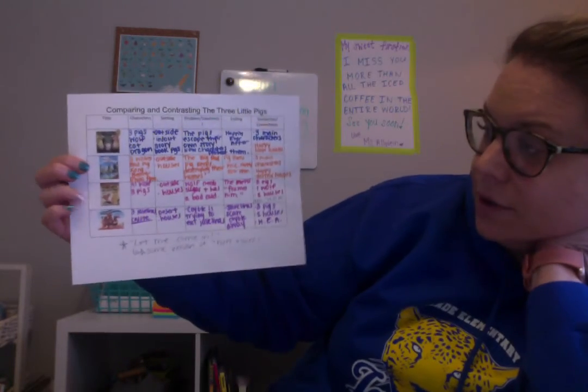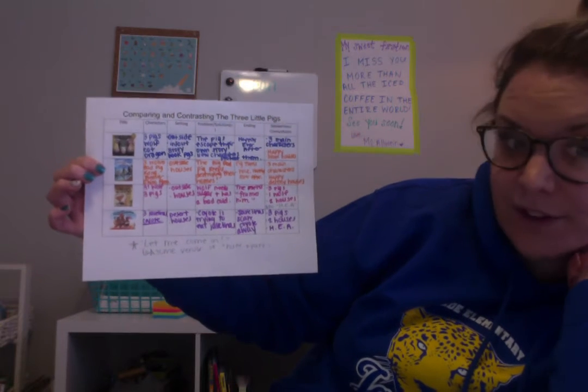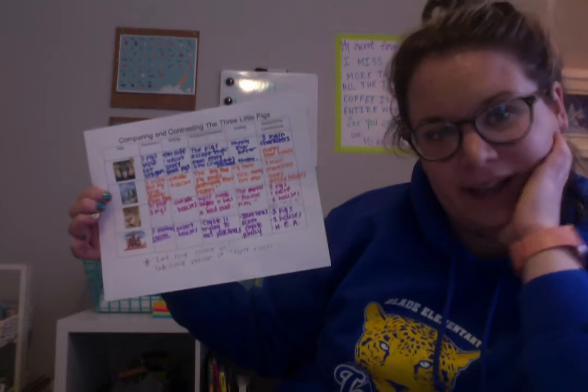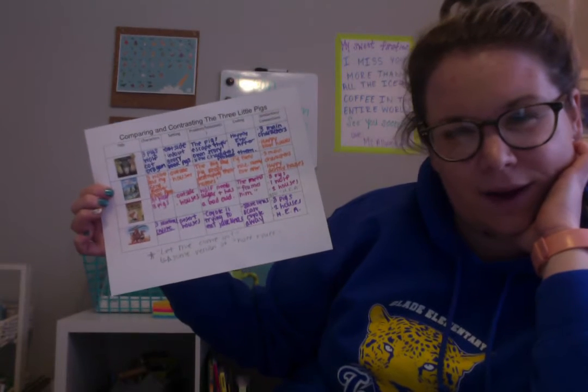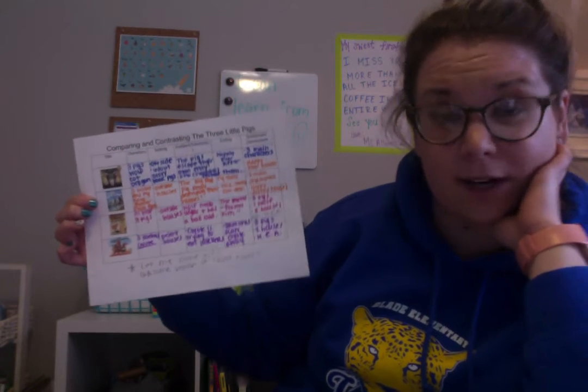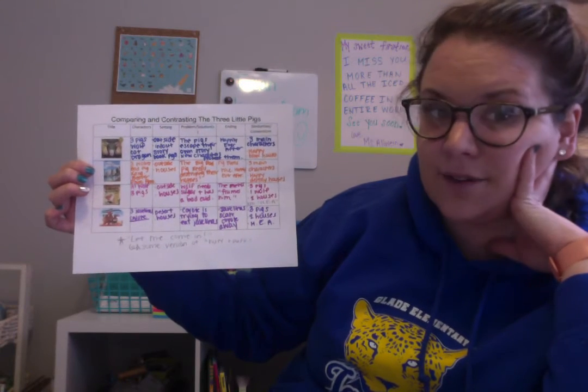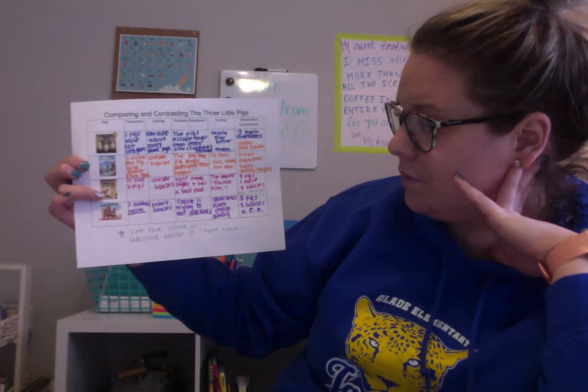Okay, so back to the true story. Our characters were Al Wolf and the three pigs. That's all I put in there. I guess you could talk about Granny. He keeps talking about her, but we never really met her. If you put her in there, that's great. The setting, I said outside in the houses, right?